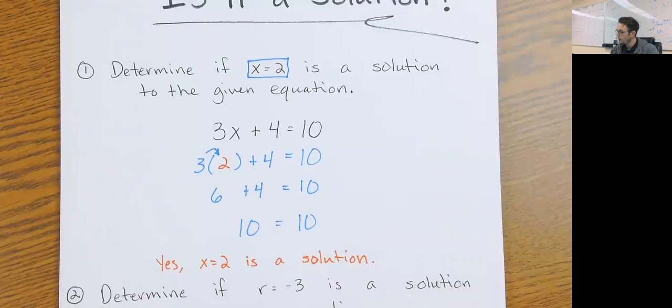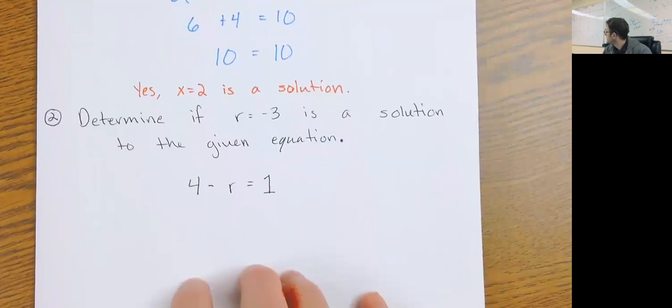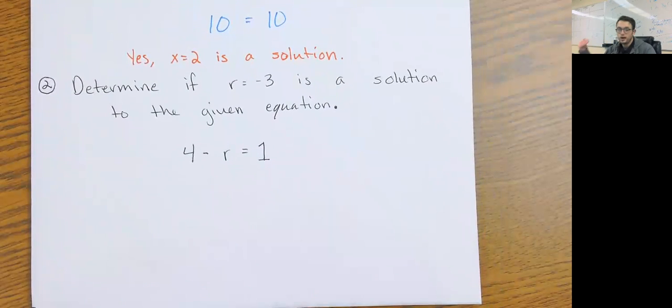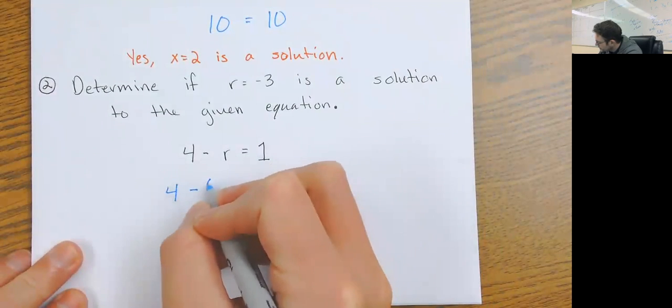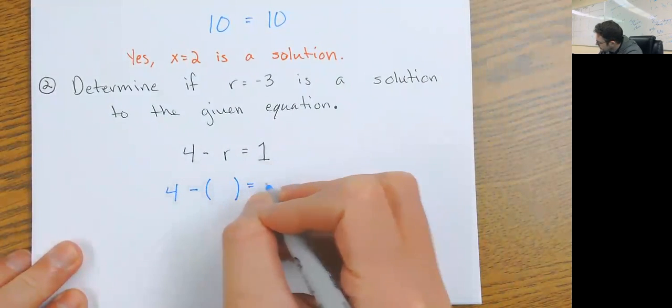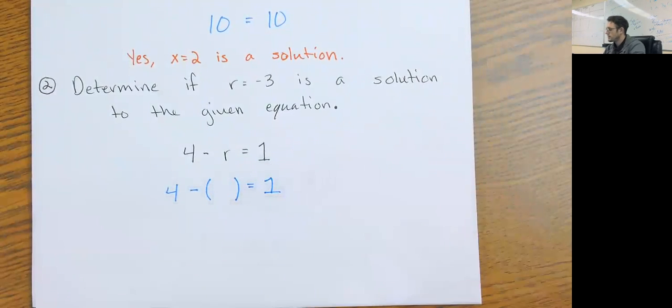All right. So let's just move on and double check if these are solutions or not. So the next one, and like I said, you can pause the video now if you want to, try it on your own. I am going to start off again by using substitution. So we have 4 minus parentheses equals 1.